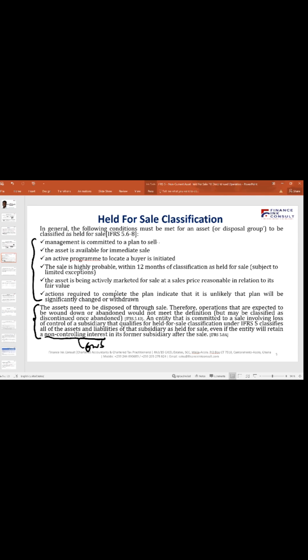So basically, we are saying that even if we are disposing of a subsidiary, we will just classify it as held for sale, with all the assets and liabilities. In fact, that's what happens if you are selling a company. It goes beyond giving them the registration document.